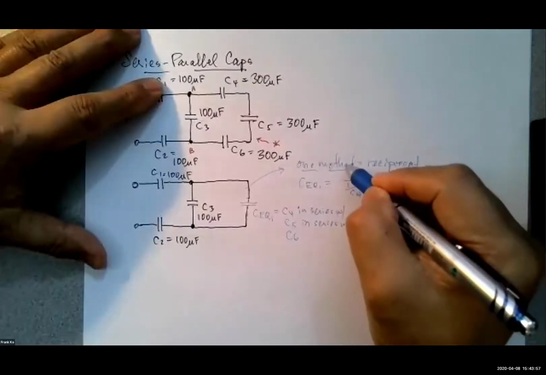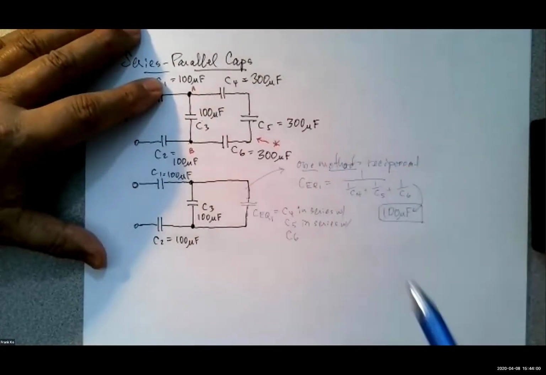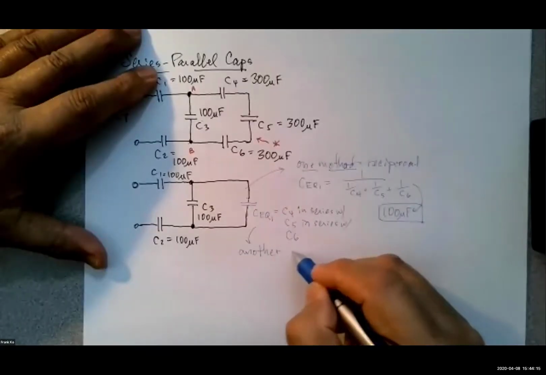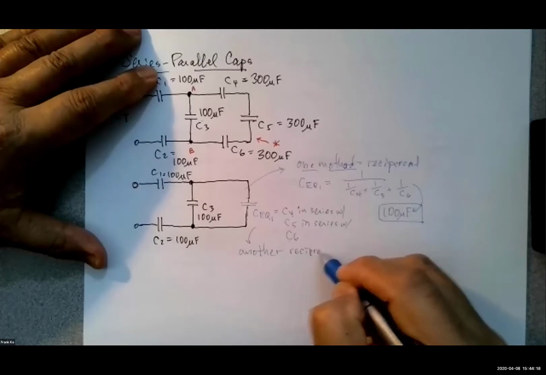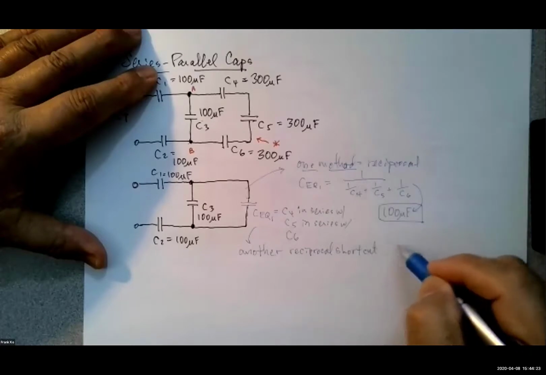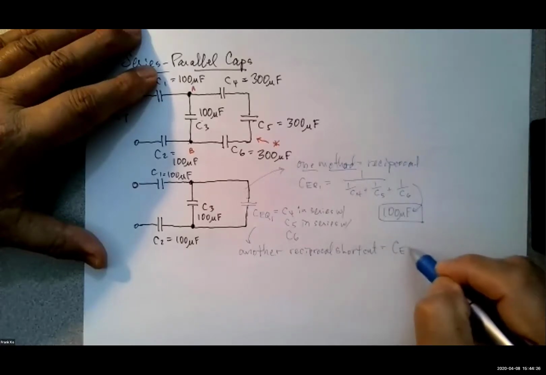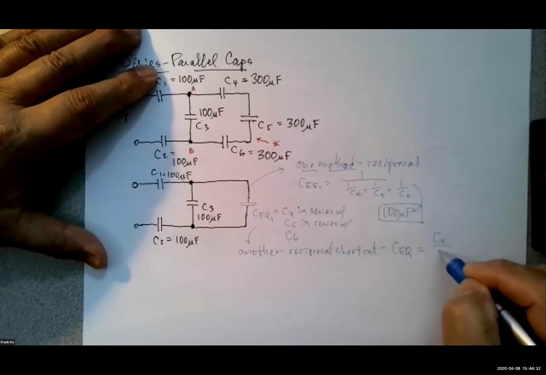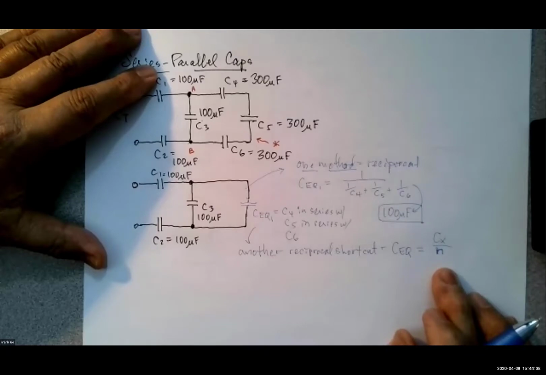Can anybody suggest an alternate method? We don't have two, so we can't use product over sum. But since we're using reciprocal, was there another reciprocal shortcut we could use? We can do CX over N. Precisely. Another reciprocal shortcut that we had talked about before would be CEQ1 equal to your CX over N, N meaning the number of capacitors that share that same value.